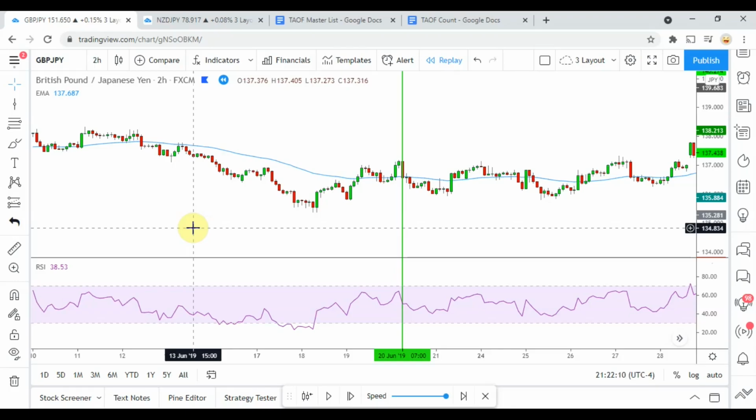So, a simple strategy, but not necessarily an easy strategy. But all in all, really impressed with this one. This is a really, really solid strategy here, I feel like.